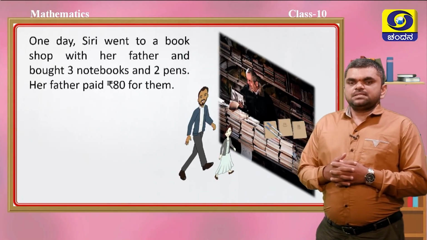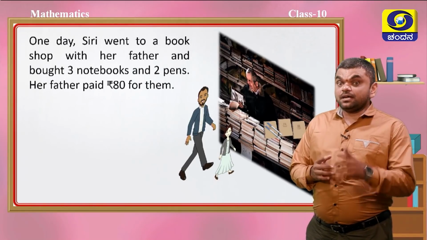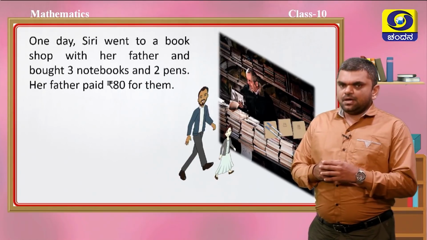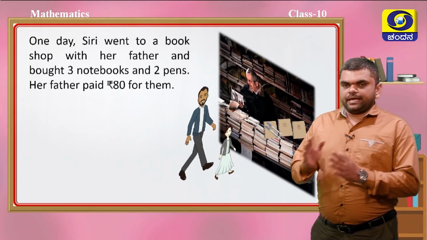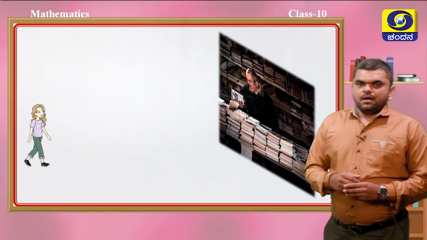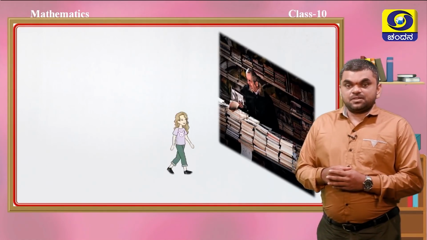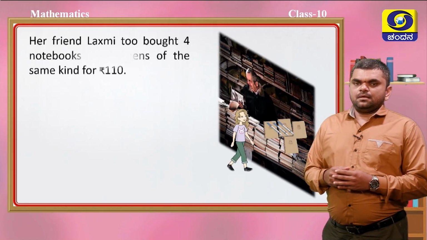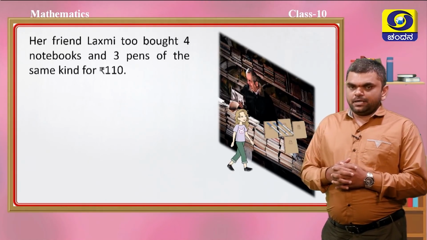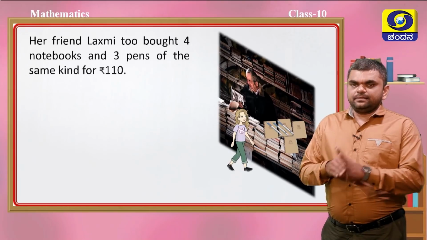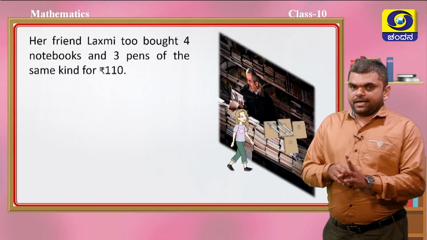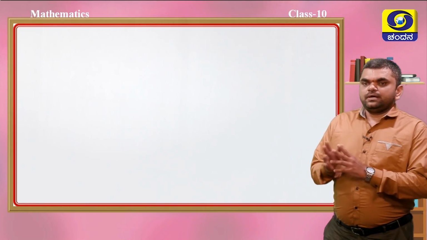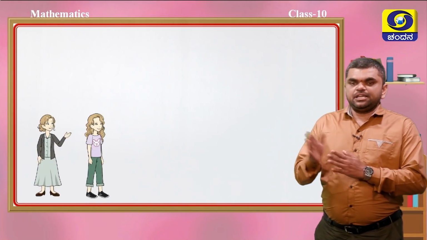One day, Siri went to a bookshop with her father and bought 3 notebooks and 2 pens. Her father paid a total of 80 rupees for them. But observe here, her friend Lakshmi too bought 4 notebooks and 3 pens of the same kind for 110 rupees. Even both don't know the prices of each book and each pen.